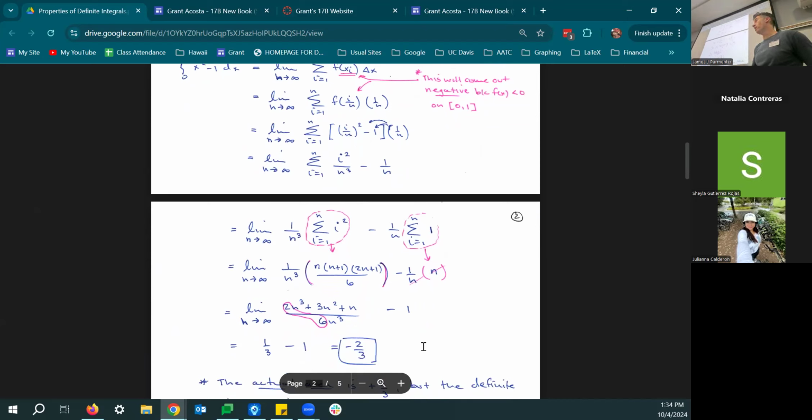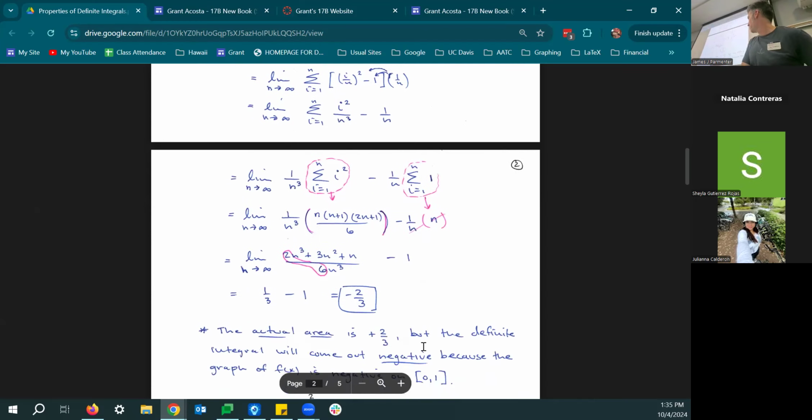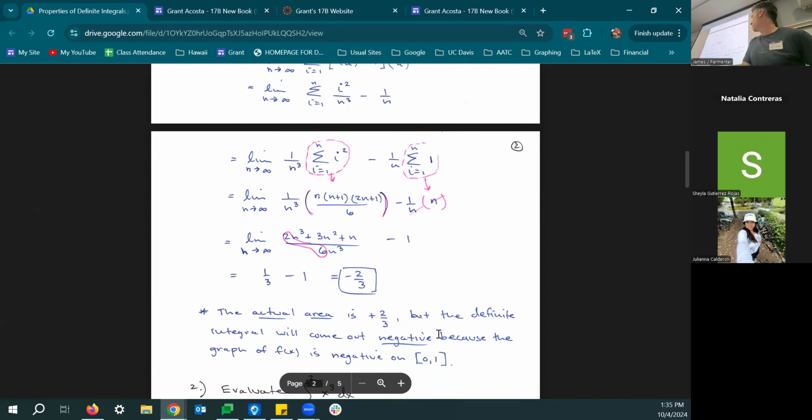So back to the point: since that region is under the x-axis, its definite integral ends up being negative. We would still say that there's an area of 2/3 square units, whatever your units are, in that region, but the actual definite integral has a negative value. Yeah, the actual area is positive 2/3, but the definite integral will come out negative because the function is negative. Cool. Questions about that idea?